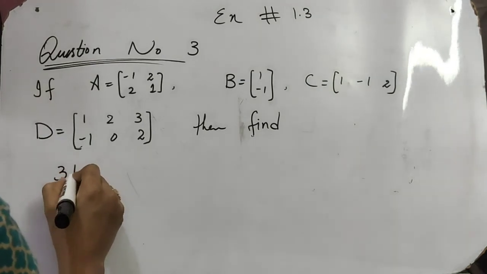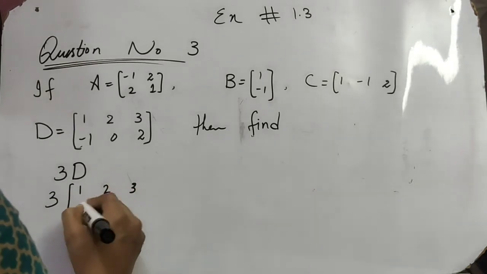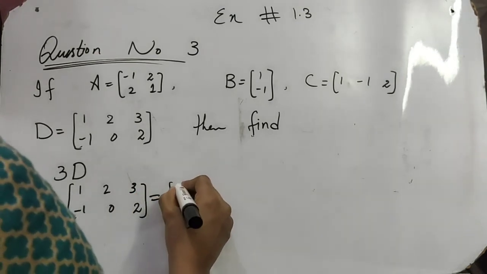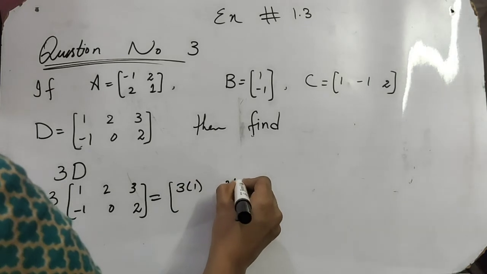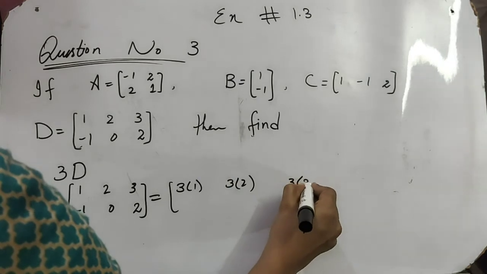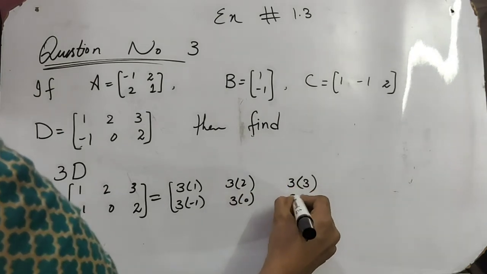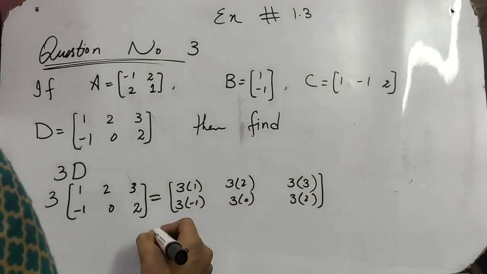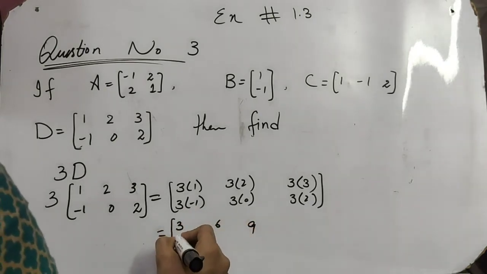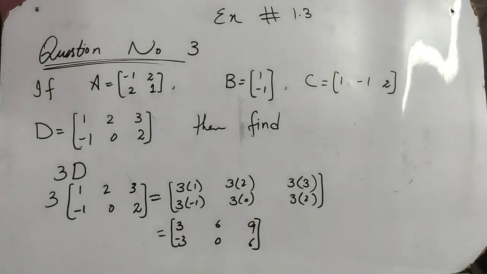The next is 3D. Put the value of D: 1, 2, 3, minus 1, 0 and 2. We get 3 into 1, 3 into 2, 3 into 3, 3 into minus 1, 3 into 0, 3 into 2, which is equals to 3 ones are 3, 3 twos are 6, 3 threes are 9, 3 minus 1s are minus 3, 3 zeros are 0 and 3 twos are 6. This is the answer.